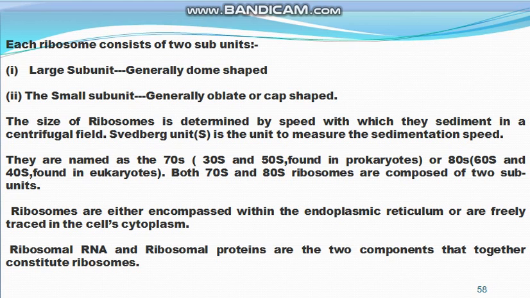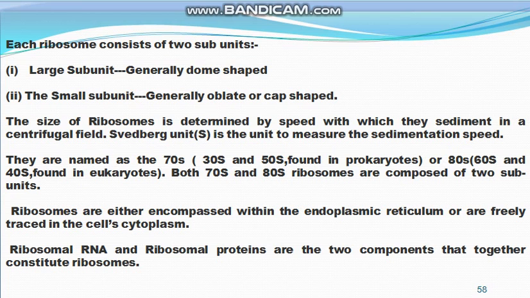It is not necessary that 30 plus 50 should be 80. No, this is the sedimentation speed. In the same way, in eukaryotes, when the ribosome is of 80S size, its larger subunit is 60S and the smaller subunit is 40S. So this is the size of the subunits in prokaryotes and eukaryotes, and both 70S and 80S ribosomes are composed of two subunits, one larger and the other smaller.